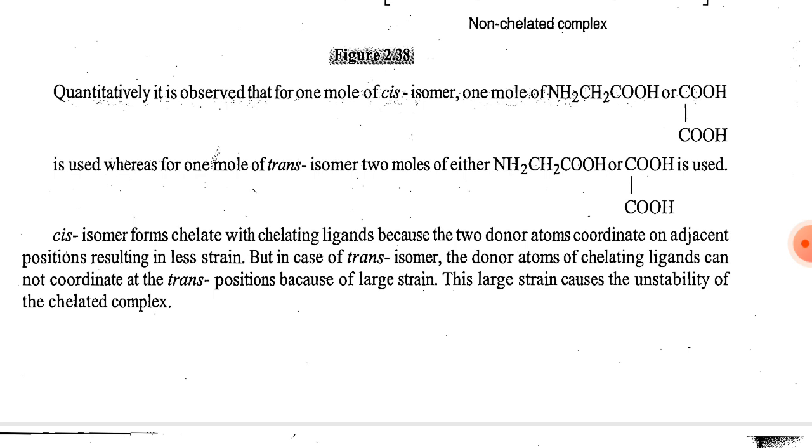The trans isomer is unable to make a chelate, or cyclic structure, with a chelating ligand because the two donor atoms of the chelating ligand at opposite, trans positions form a large strain, which makes an unstable complex. That is why the trans isomer will not form a chelate with the chelating ligand. This large strain causes the instability of the chelated complex. So the cis will form a chelate, a cyclic structure, with the chelating ligand, but the trans will not form any cyclic or chelate structure because of the large strain.